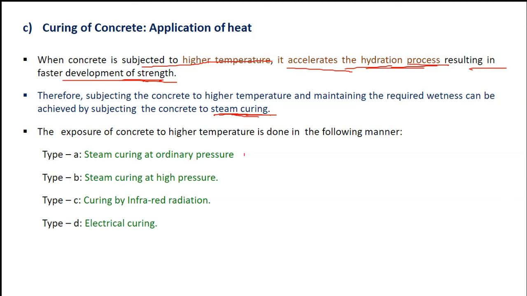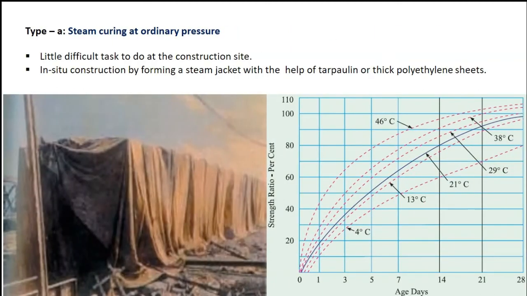And this is done in the following four ways: steam curing at ordinary pressure, steam curing at high pressure, curing by infrared radiation, and electric curing. In the first way, we use tarpaulins or thick polythene sheets, and we cover the member and send steam into it. So this is a concrete beam, the concrete member that you want to cure. And we have polythene sheets or tarpaulins. You are going to spread them over that concrete member, and you are going to send hot steam. So this is steam curing at ordinary pressure. The pressure acting on this concrete is the atmospheric pressure.